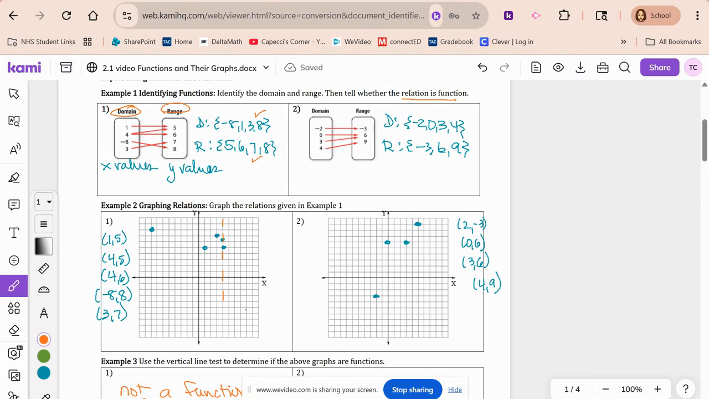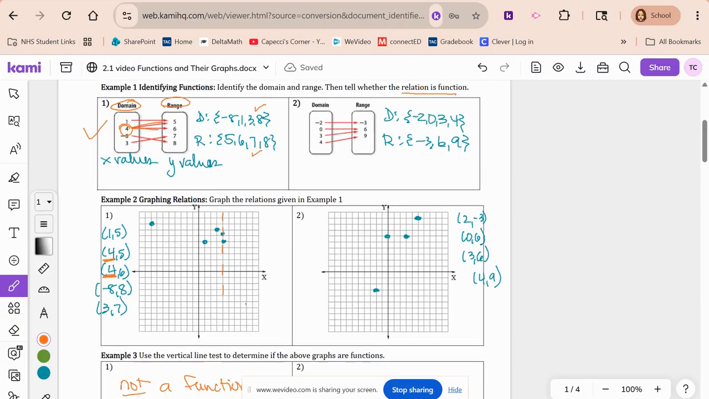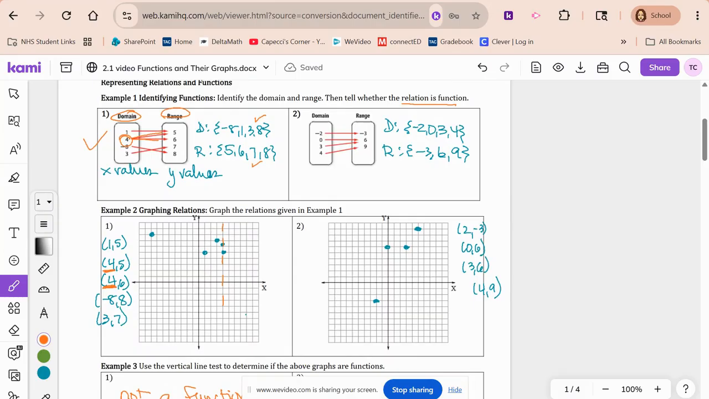Now, when I look at my mapping up here or even my values, I notice that the problem is when my x value is 4. It goes to both 5 and 6. So it's paired with both 5 and 6. So I can't have the x value more than once, which is why that is not a function. All right, let's look at our next example.